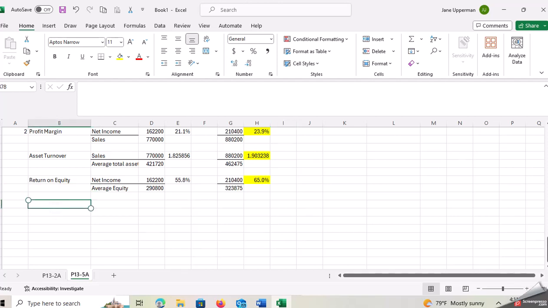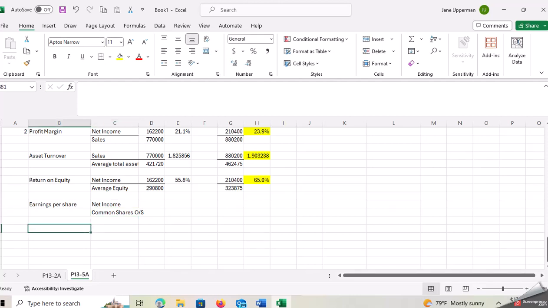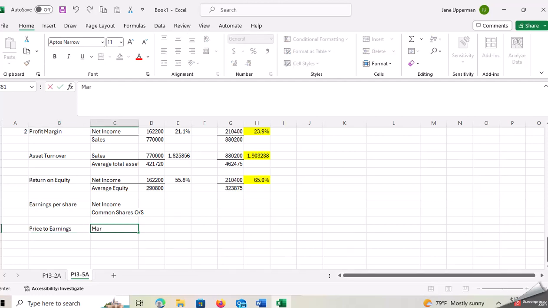So the first thing we'll actually do is calculate our earnings per share. Then we'll actually have two ratios. So our earnings per share is going to be our net income, there's no preferred dividends to worry about, divided by our common shares outstanding. Then the price to earnings, which is what they're asking us to compute, is our market price divided by our earnings per share. So we have to do both of them to get to that amount.